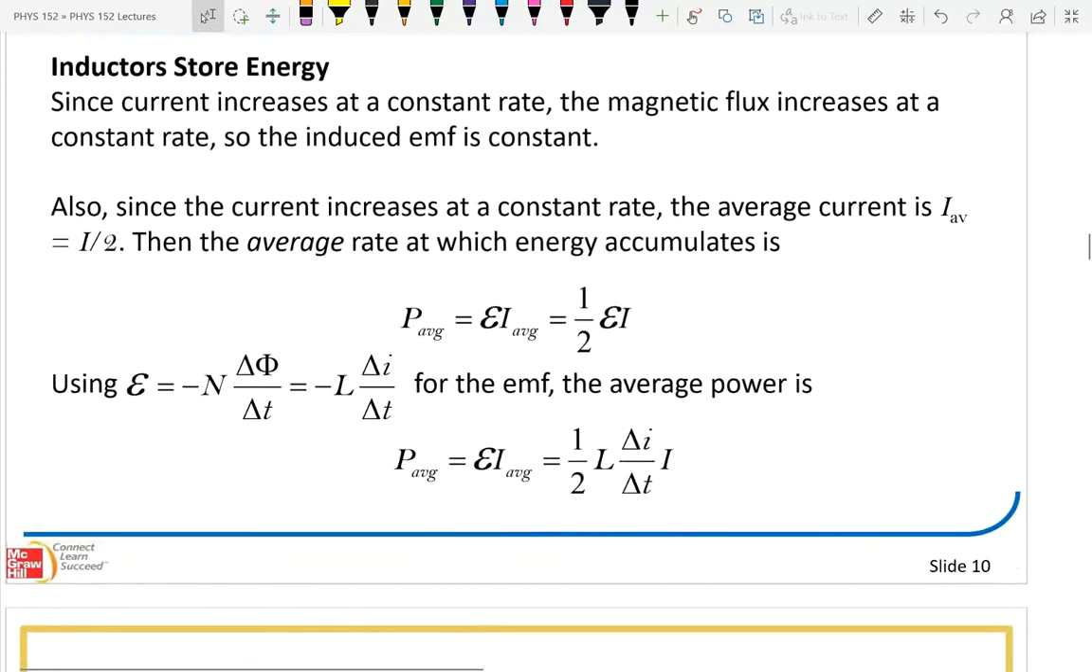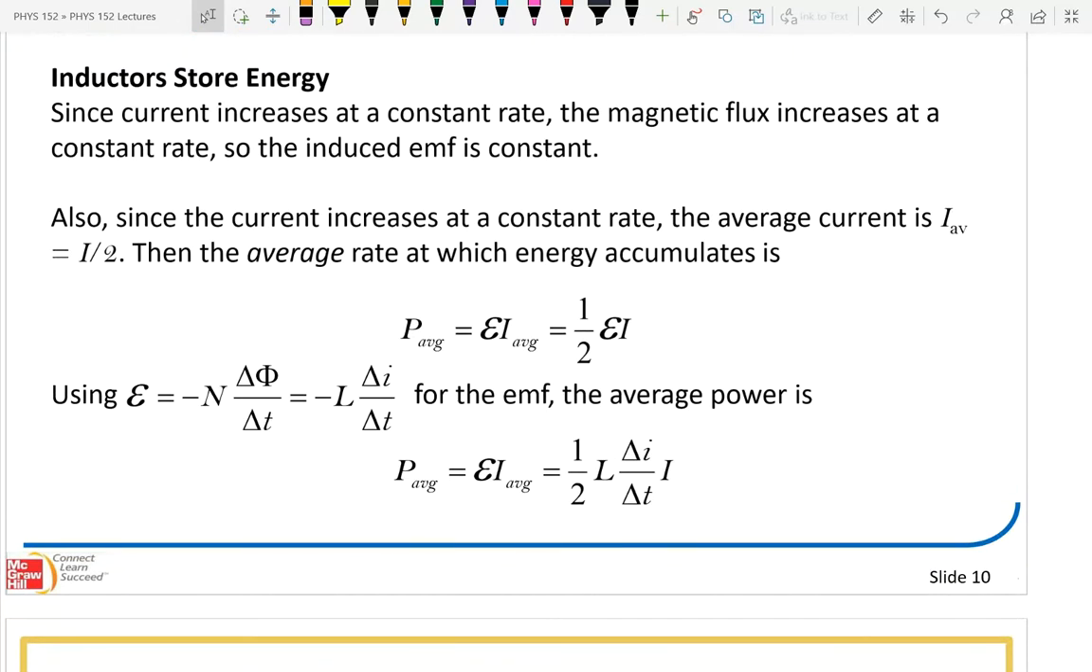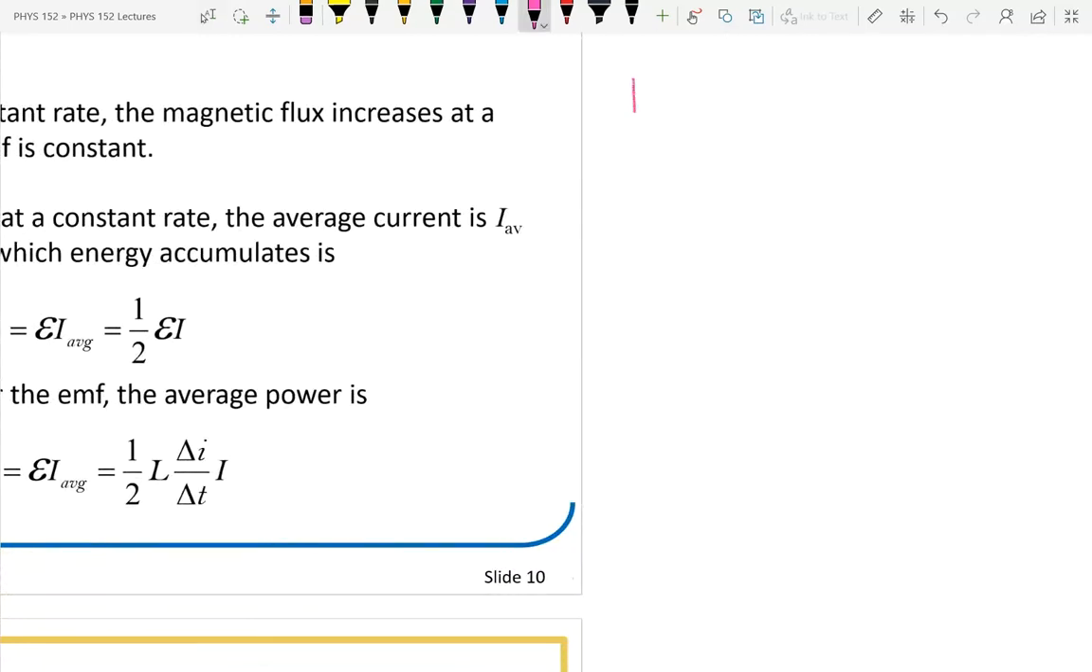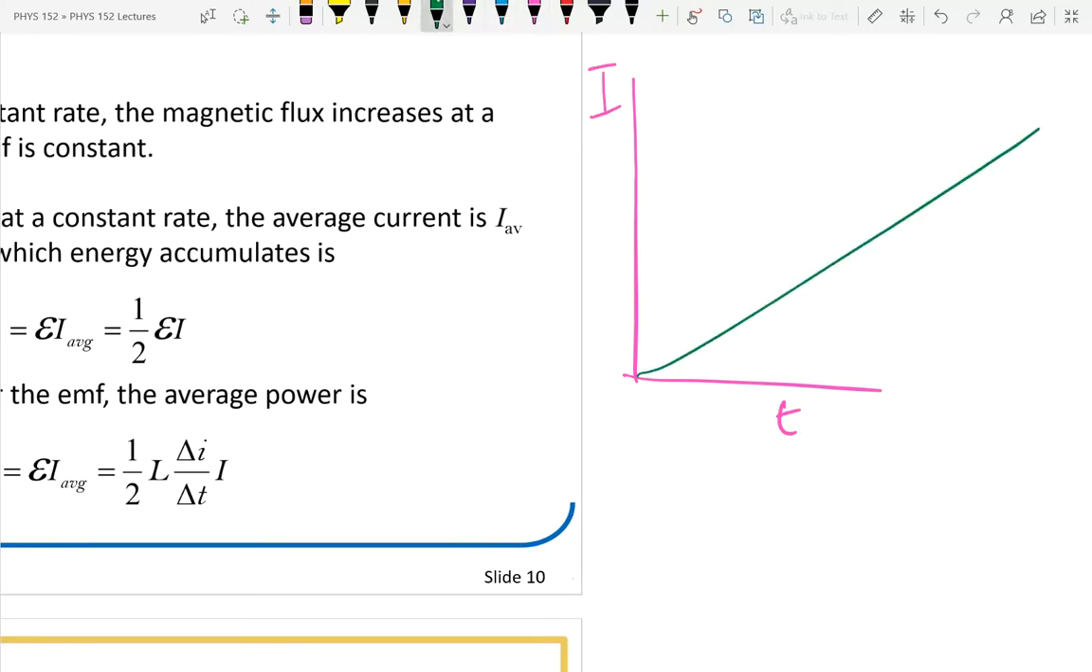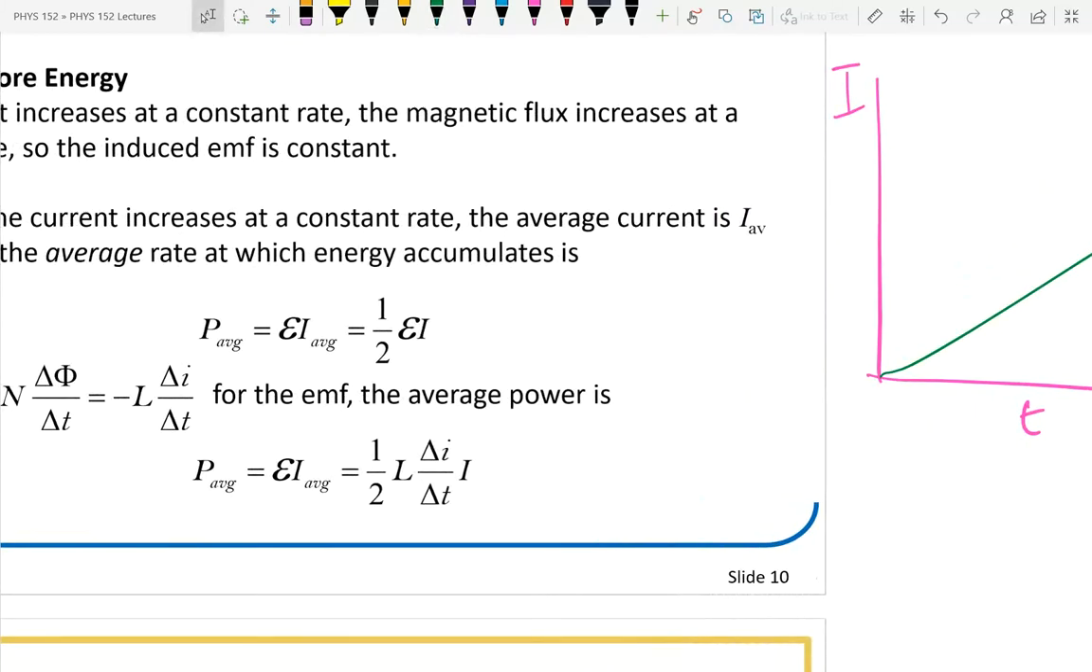So my average power, well, if I increase the current at a constant rate, the current as a function of time is a constant rate, hence it's going like this. Then I can say that the average power is going to be 1/2 of the peak voltage times current plus 0, right? Because you're going to make a triangle when you do the voltage times current equation.